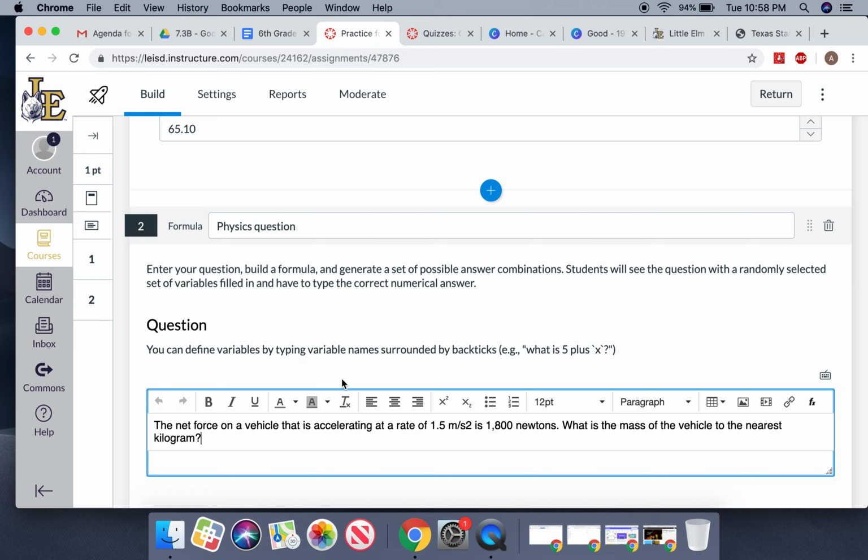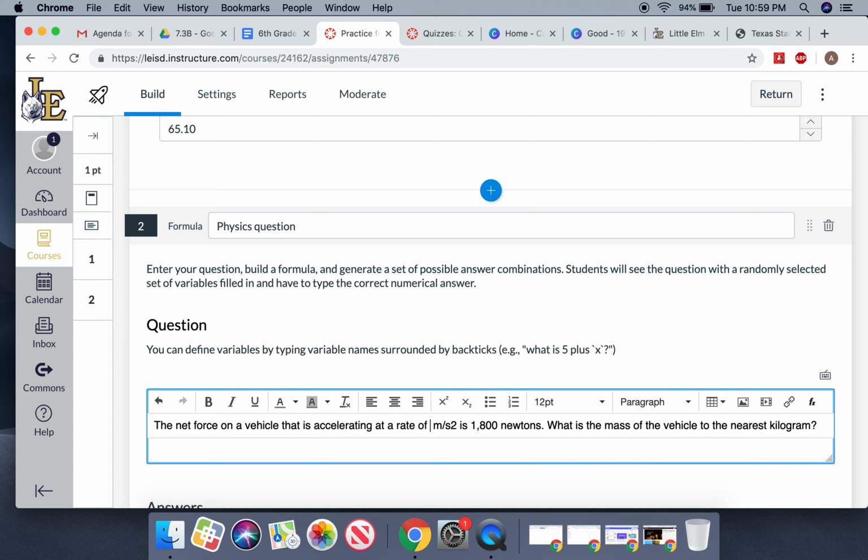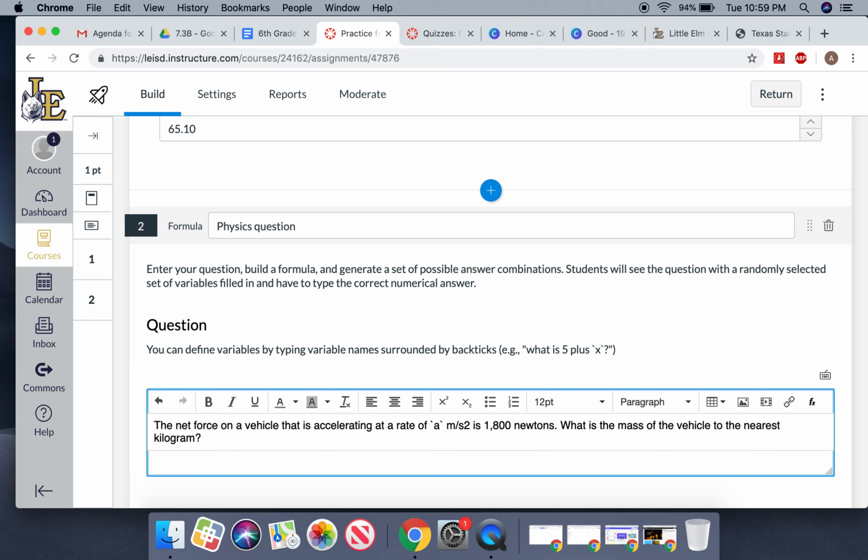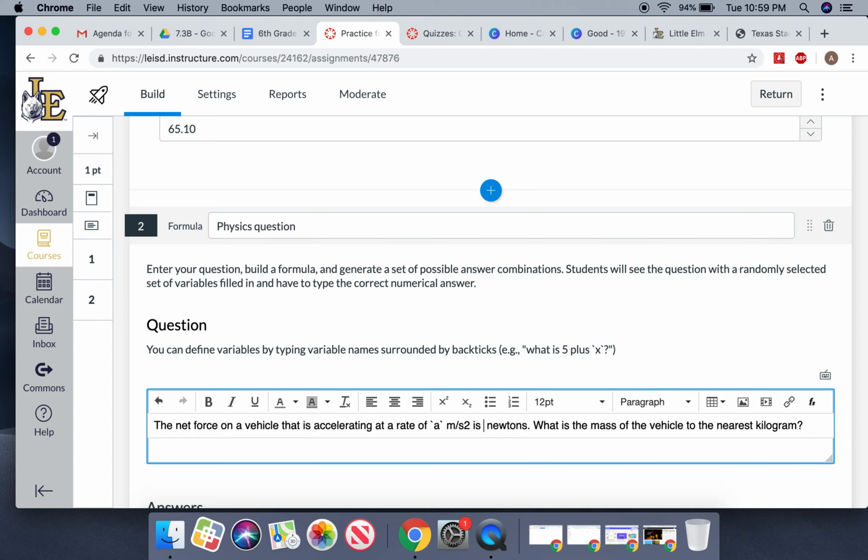So let's do it the same way, right? We want to create some different questions. So let's go ahead and define both of those values with different variables. Since it's 1.5 meters per second squared, this is acceleration, so why not define it as a, for acceleration. So I'm going to use my backtick. Remember, it's to the left of 1. So a meters per second squared is 1800 newtons, and we know newtons is referring to the force here. Force is acting on it. So let's make this F then, variable F.